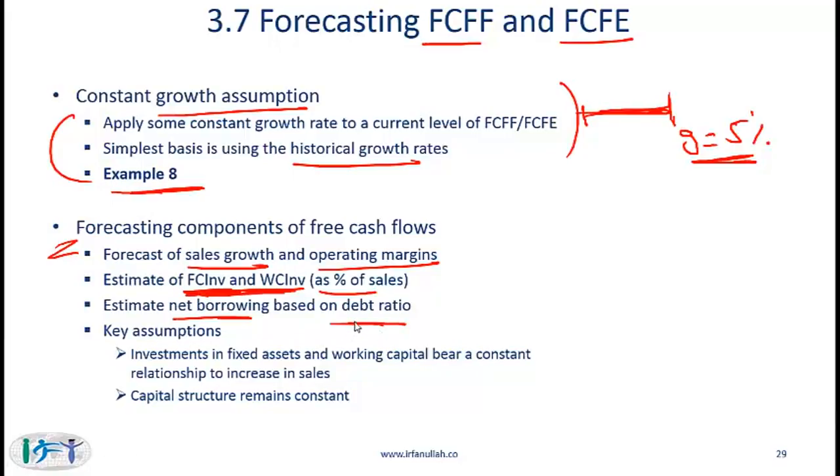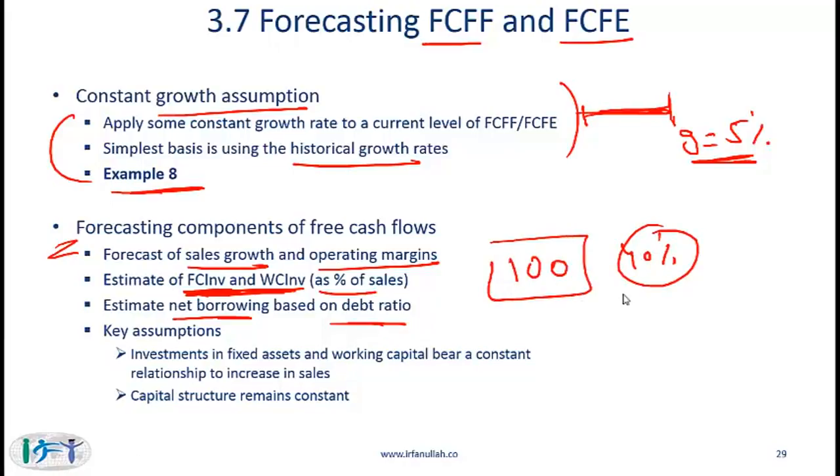A debt ratio means that for every 100 that you need, if your debt ratio is 40%, that means that for a planned investment of 100, your borrowing is going to be 40. So in all the examples that are based on this material, the debt ratio will be given to you. And the debt ratio essentially comes from the planned capital structure of the company.